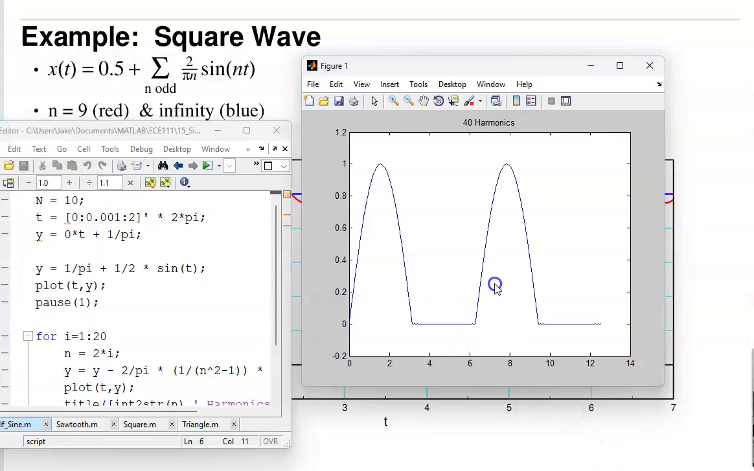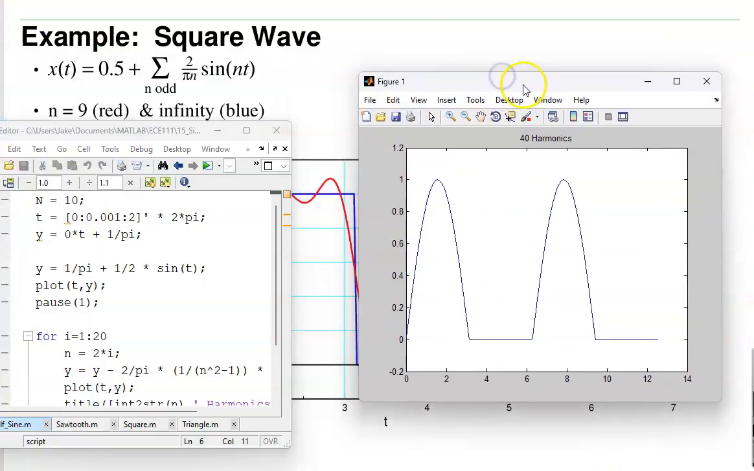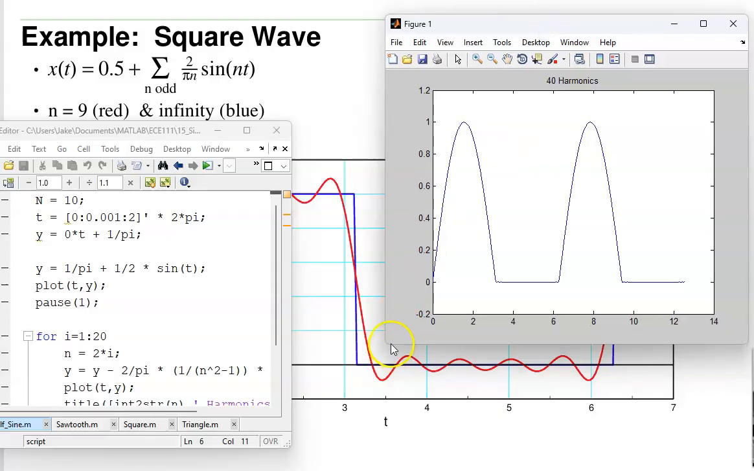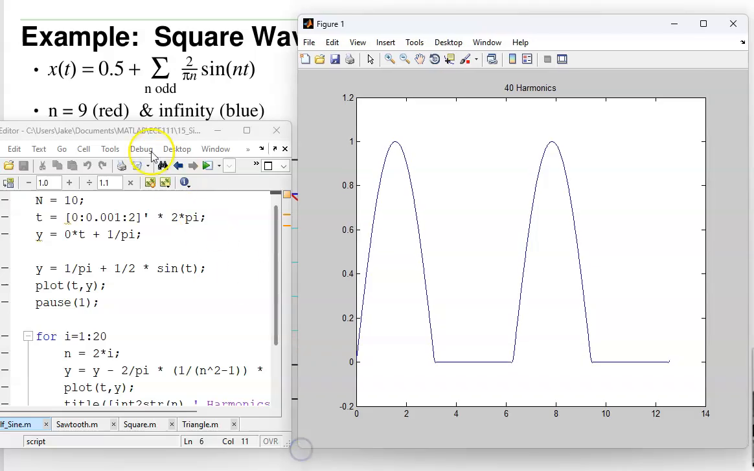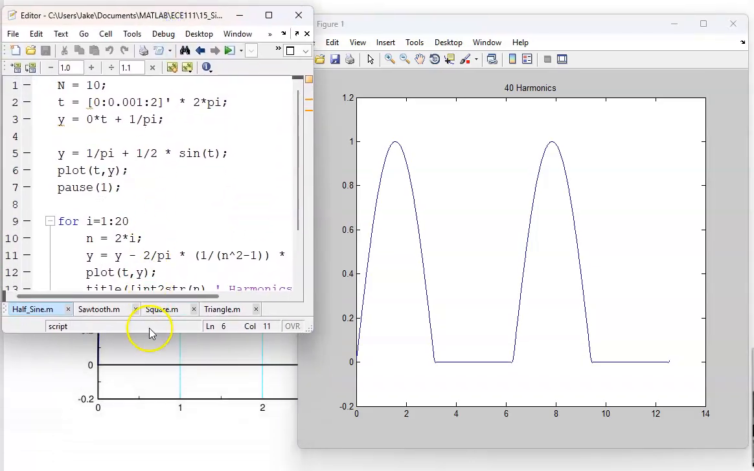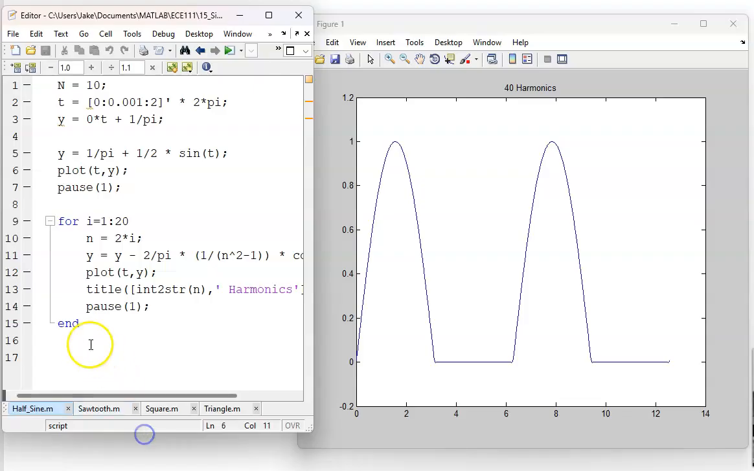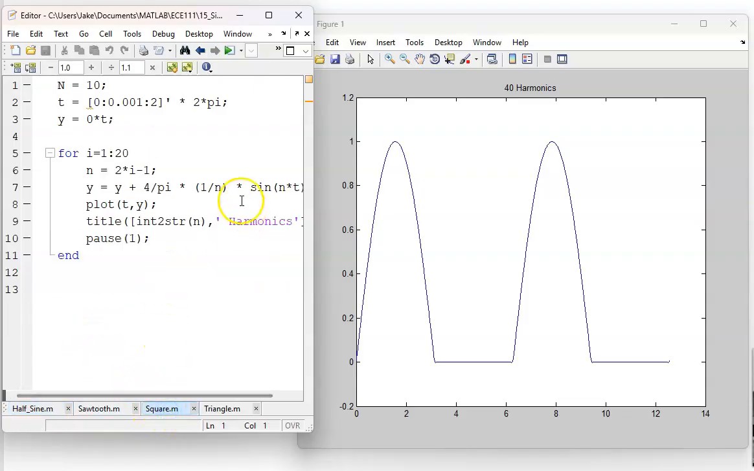Here's my graph. So here's the graph I'm going to plot. And I'm taking those equations from the CRC Handbook of Mathematics, and I'm going to program those into MATLAB. So let's start out with a square wave.